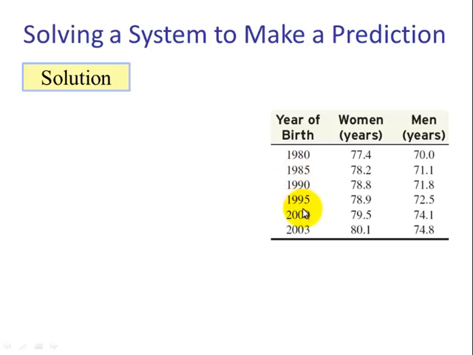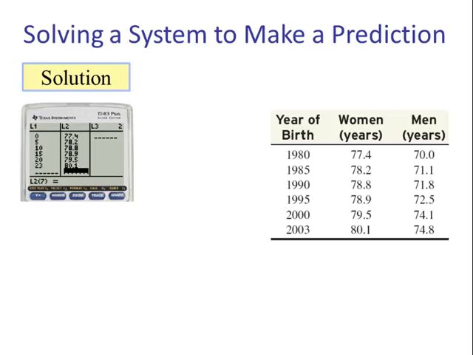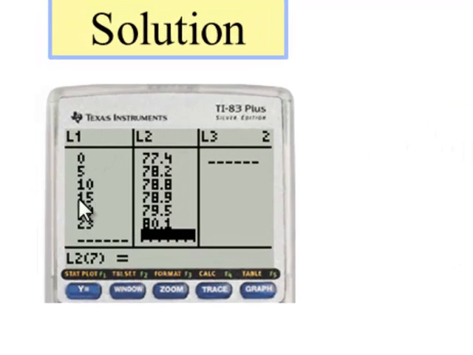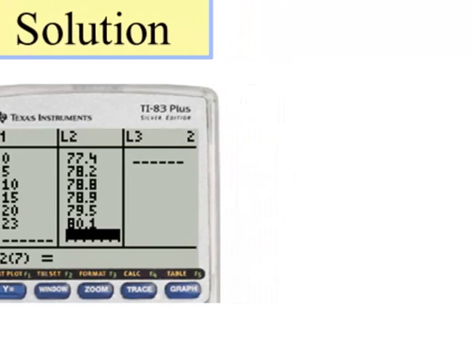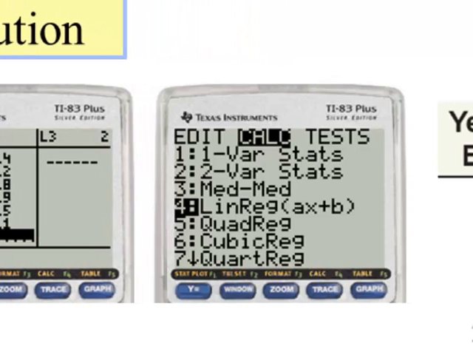the number of years since 1980 is going to be our independent variable. So this will be 0, 5, 10, 15, 20, and 23. This is the dependent variable involving women, and this is the dependent variable when we do men. So let's find the model for women first. We hit our Stat button, then Enter. For list 1, we put our independent variable. For list 2, we put in the dependent for females. Then we hit Stat, right arrow to calculate, then number 4, linear regression.